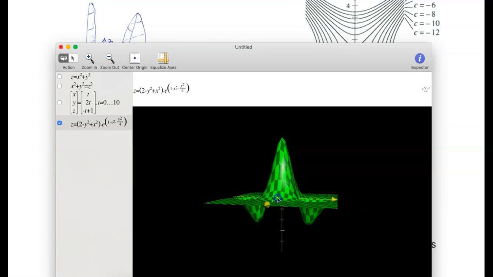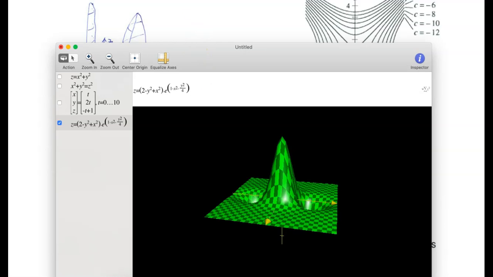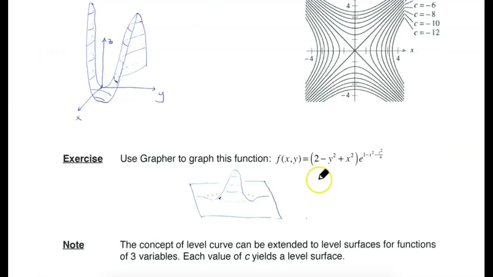So how are you going to sketch that on your page? This is an example of quite a difficult graph to sketch. So this was my attempt. Hopefully, once we've seen the surface, we recognize that that's what it was.